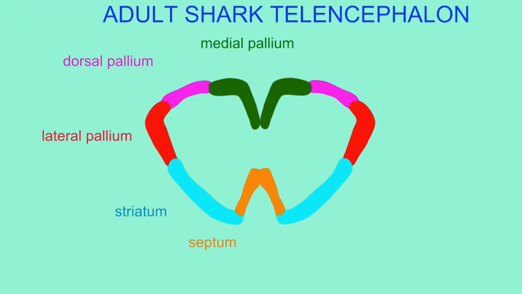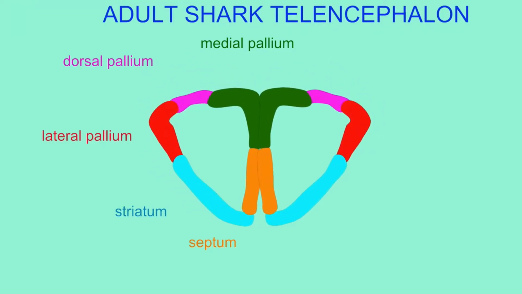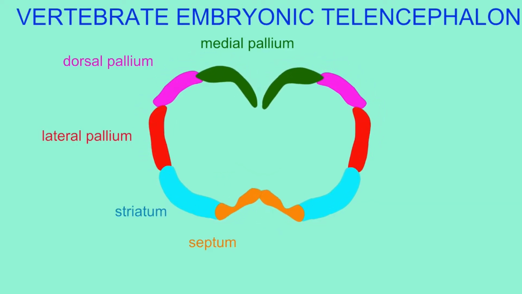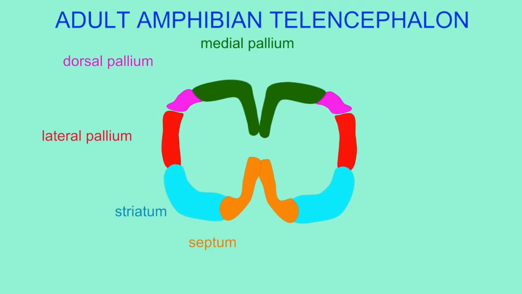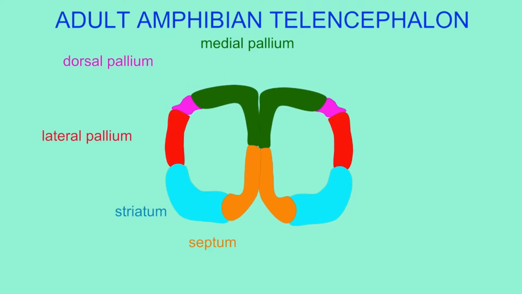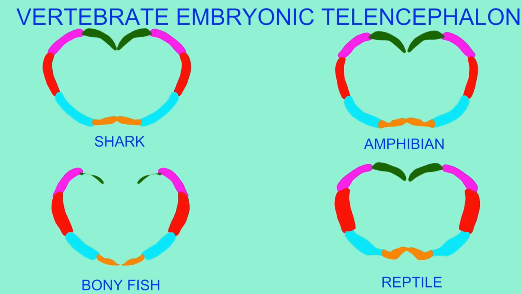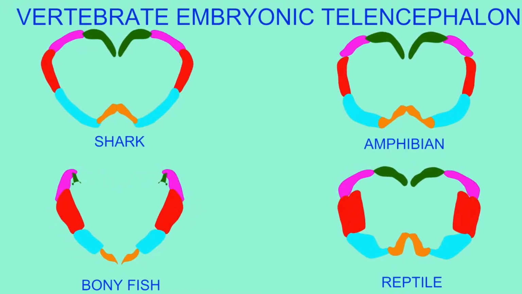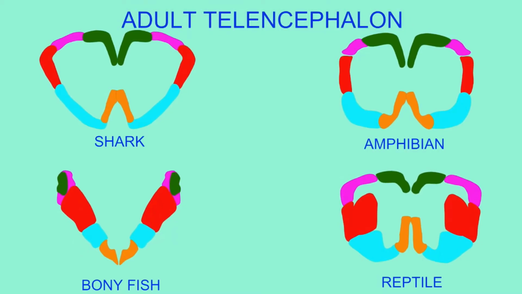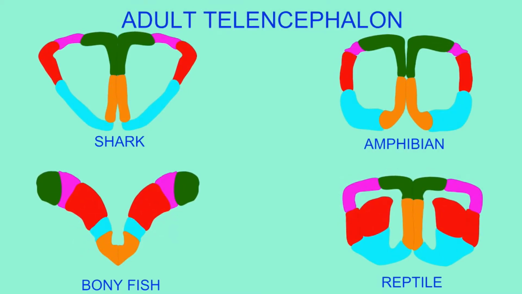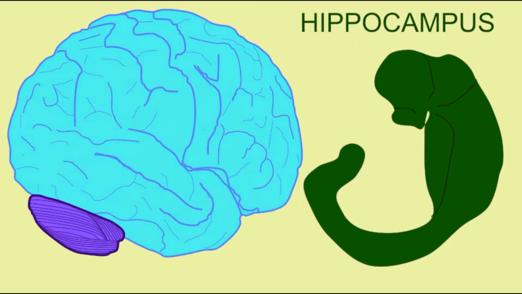As you can observe, the green region here is the medial portion of the pallium, which forms in vertebrate embryos and composes a part of all vertebrate telencephalons or cerebral hemispheres. In humans, this is the hippocampus, which is no longer visible on the exterior of the brain.